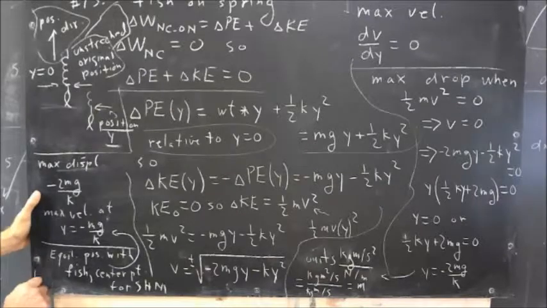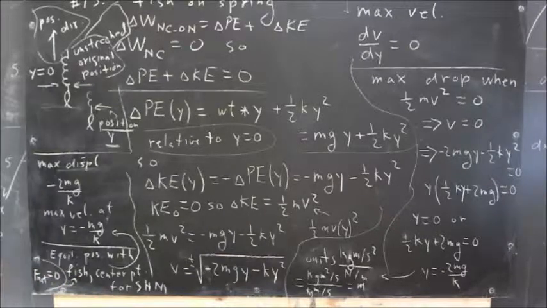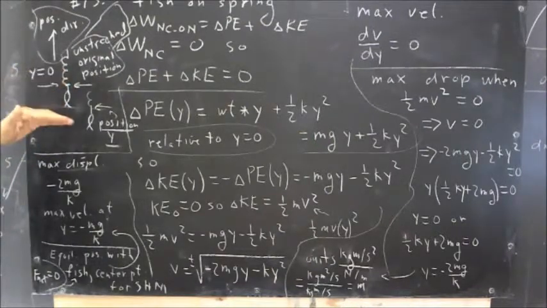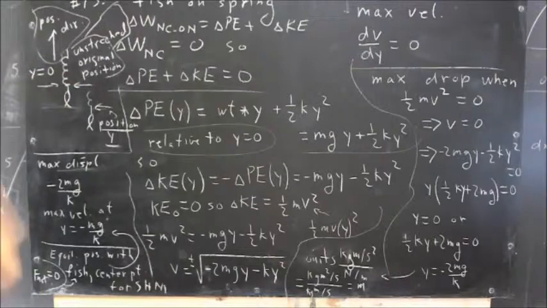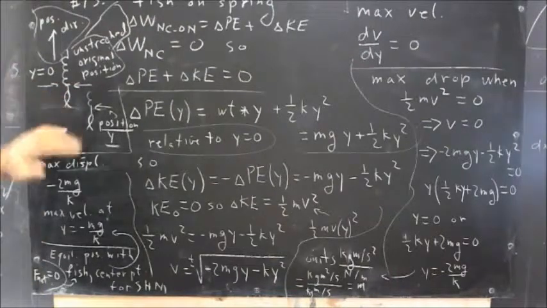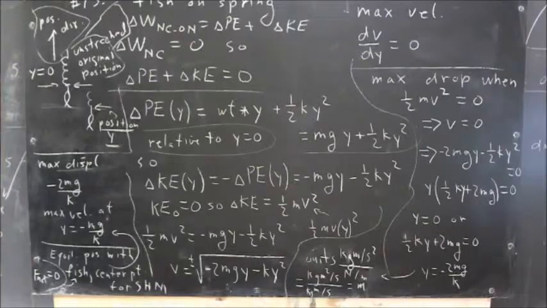So F net equals 0 at this position. And when F net equals 0, that's when the fish has reached its maximum velocity. That's the point also at which the net force on the fish goes from being downward, gravity exceeding the spring force, to being upward with the spring force exceeding gravity. And that's the center point, the new equilibrium position. This position here is the center point for the simple harmonic motion. It's the equilibrium point for the simple harmonic motion of the fish as it oscillates on the spring.